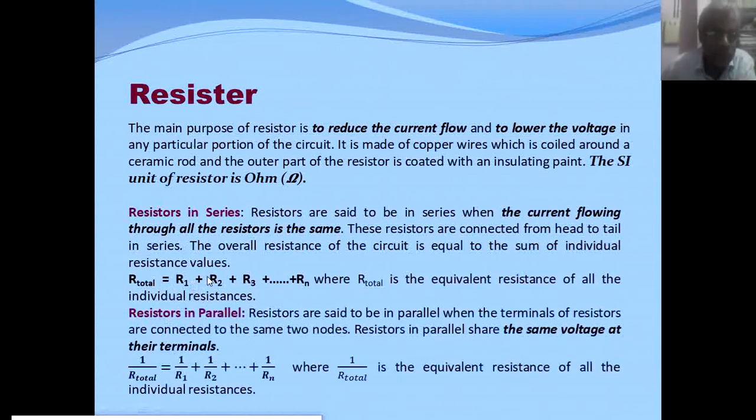The second type of combination is resistors in parallel. In resistors in parallel, there is the same voltage at their terminals, and to find the equivalent resistance of all the individual resistances, we apply this formula: 1 upon R total equals 1 upon R1 plus 1 upon R2 up to 1 upon Rn, where n is the total number of individual resistors.